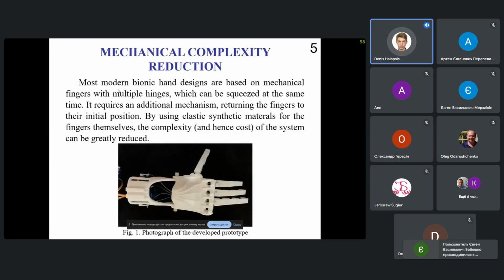First, mechanical complexity reduction. It is proposed to use flexible materials for the fingers themselves rather than relying on a large amount of joints, as many other designs incorporate. By using elastic synthetic materials for the fingers, the complexity and hence cost of the system can be greatly reduced. On figure 1, you can see a photograph of the developed prototype, mainly the arm.